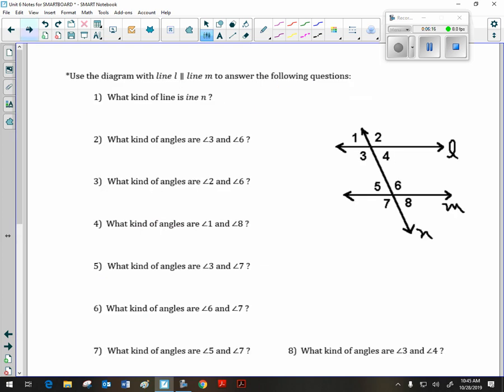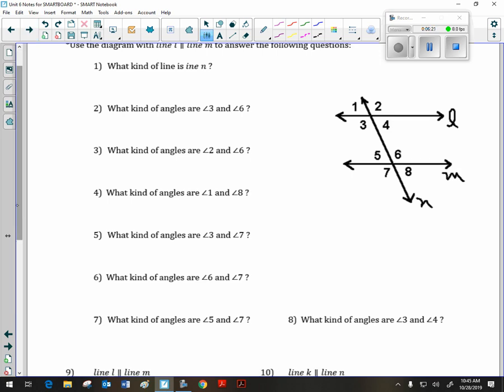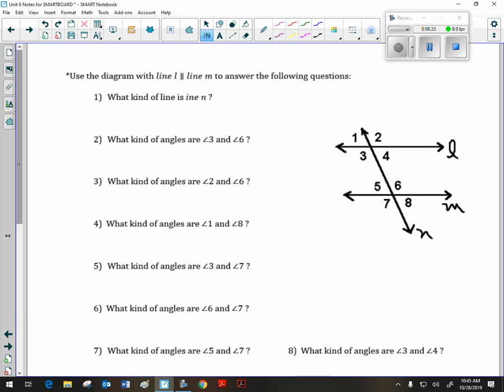When you flip your paper over, they have given you a picture with some questions in it that they'd like you to answer. They're telling you in this picture that the line labeled L and the line labeled M are parallel to each other, and they want us to answer the questions that go with this. It says, what kind of line is line N? What we know about line N is that it is a transversal. That's a vocabulary type question.